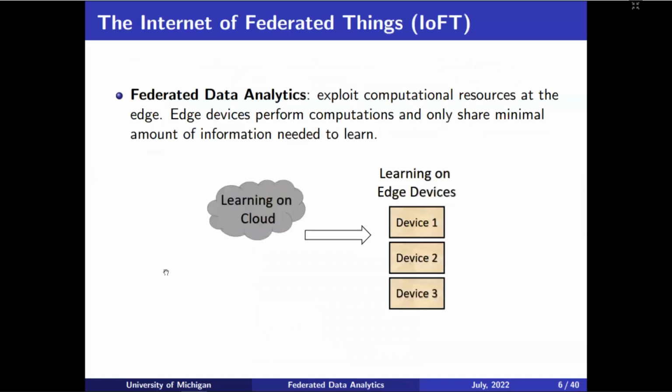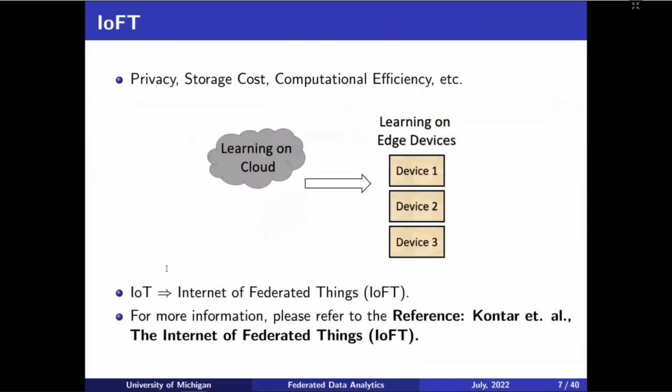The idea of the FDA is actually very simple. We exploit the computational resources at the edge. We bring the computation tasks from the server to the edge devices. Edge devices perform computations and only share a very minimal amount of information with the central server. As you can see, this framework overcomes many aforementioned challenges, such as the privacy concern, as we no longer need to share the data with the central cloud. It also reduces the storage cost and the computation burden of the central server as we bring everything to the device. Therefore, the Internet of Things is on the verge of transforming from a traditional IoT to the Internet of Federated Things. For more information, please refer to our recently published paper, the IoFT.